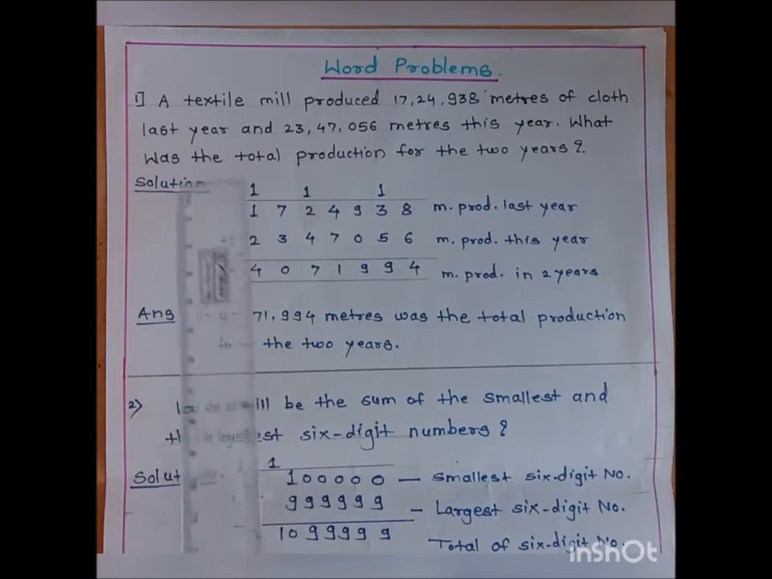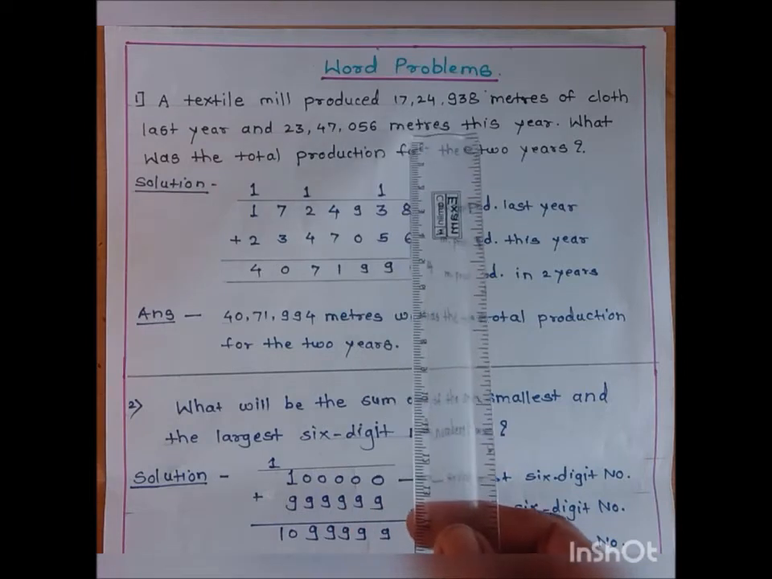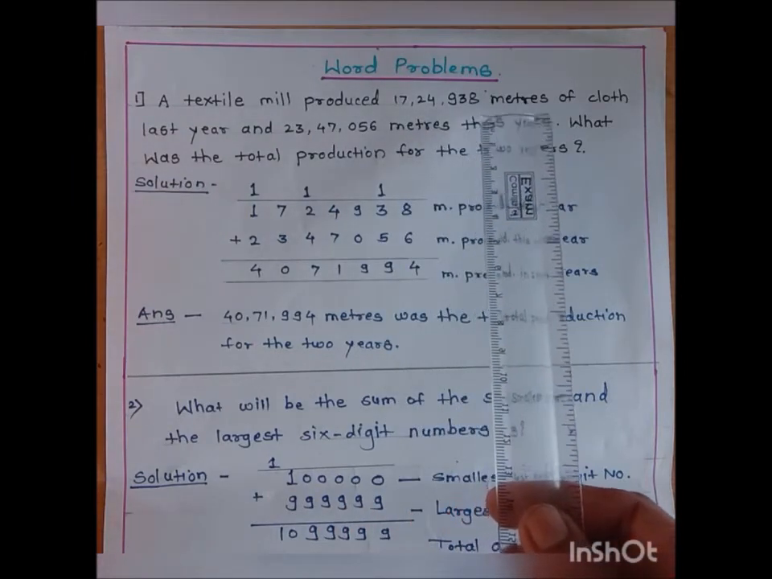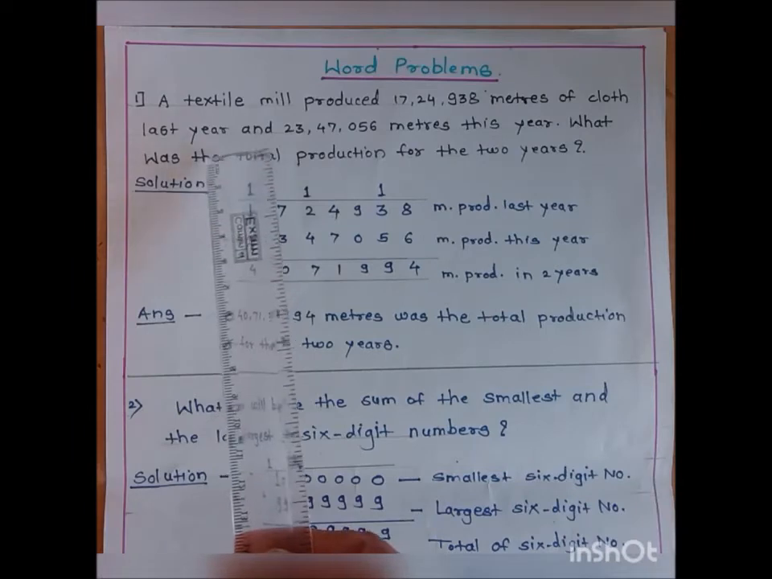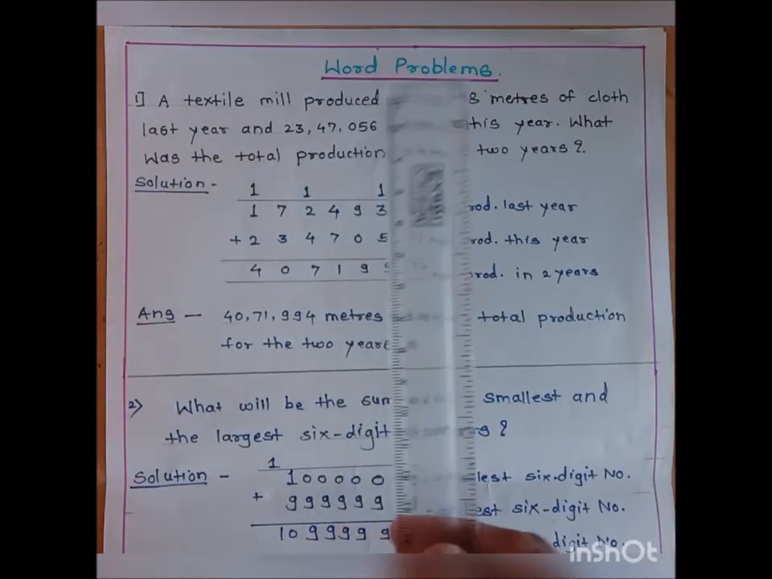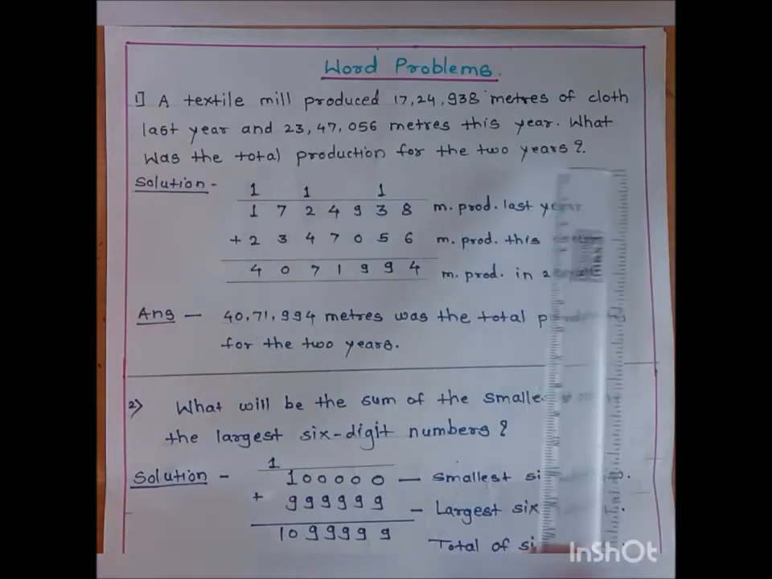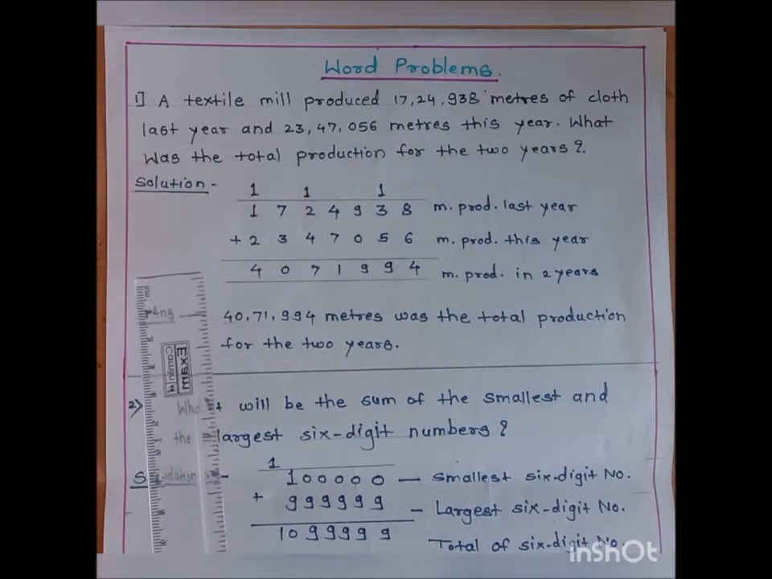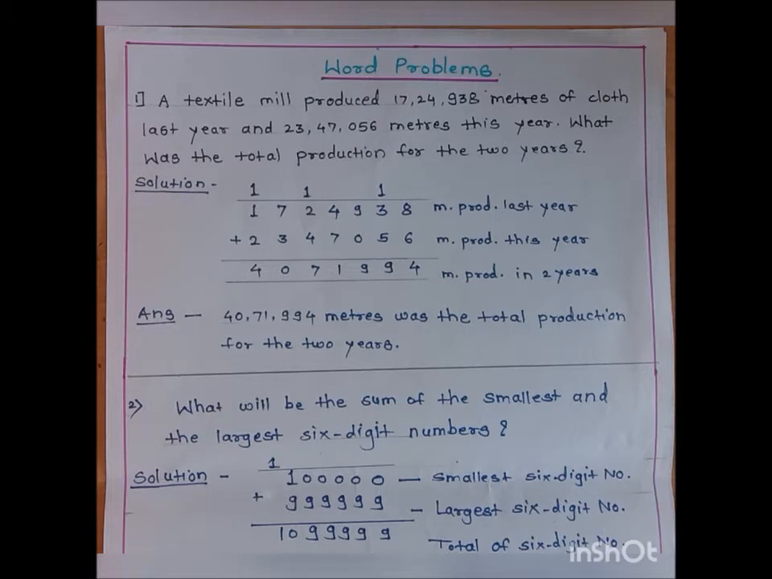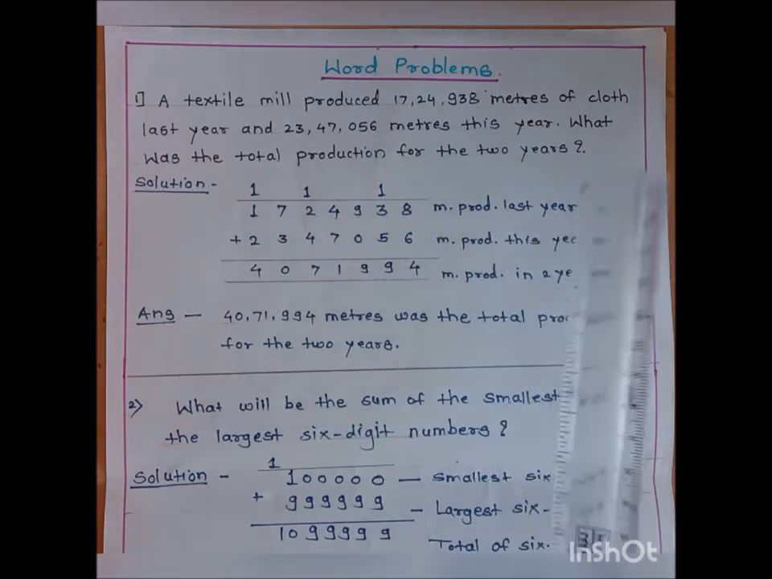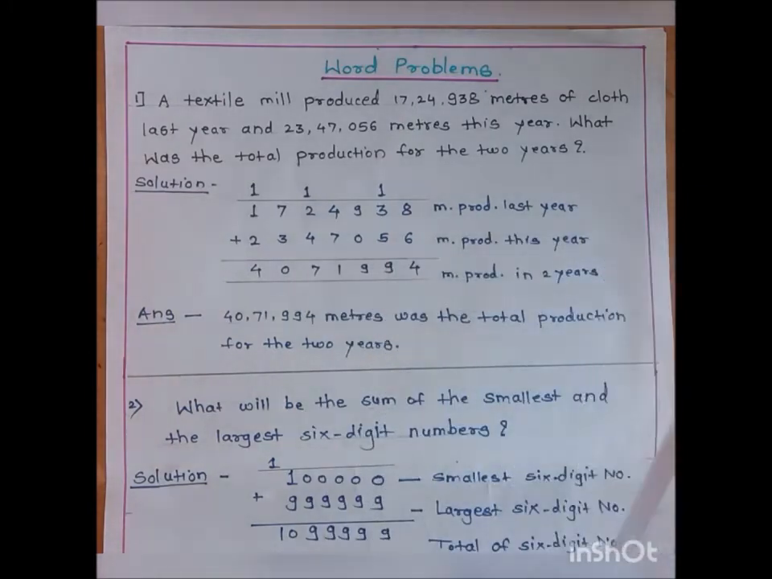Next point, word problems of addition. See the first example. A textile mill produced 17,24,938 meters of cloth last year and 23,47,056 meters this year. What was the total production for the 2 years? Let's solve the example. Students, in this example, we have to find total production for the 2 years. Means here we have to do addition of these two numbers. This is the production of last year and this is the production of this year.